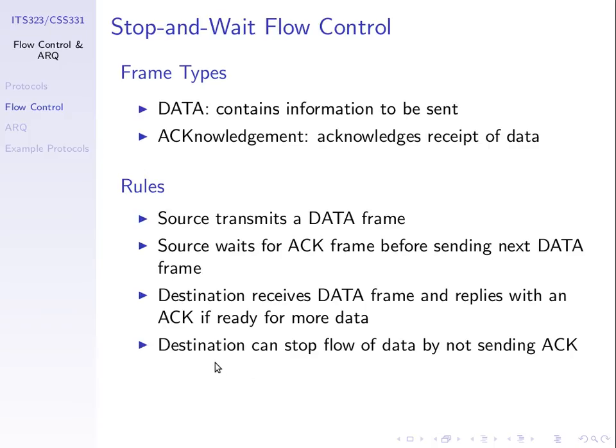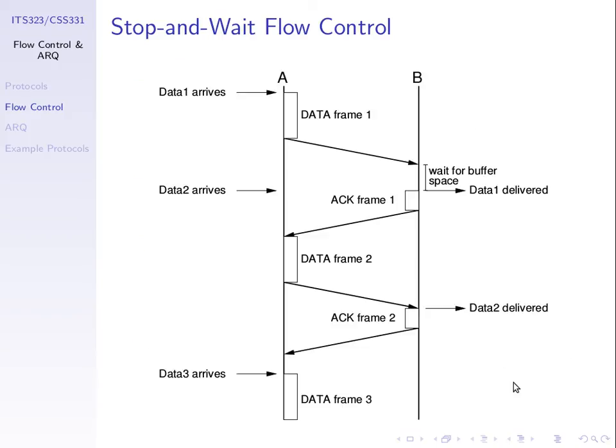So essentially, if the destination is very busy processing frames, it can stop the flow by not sending an ACK, delay the sending of an ACK. And here's an example of the stop and wait flow control protocol. A wants to send data to B, and at computer A, at different times it has some data to send.